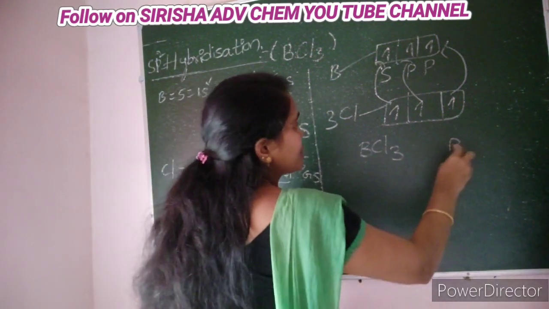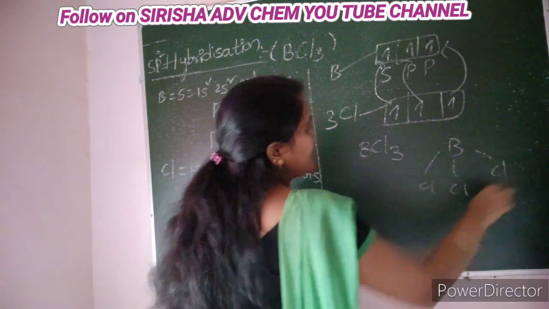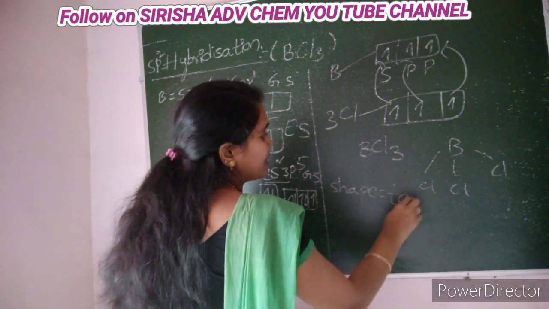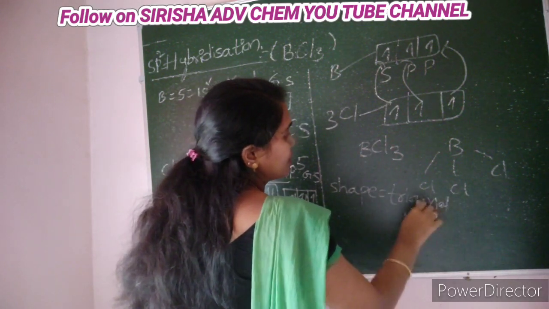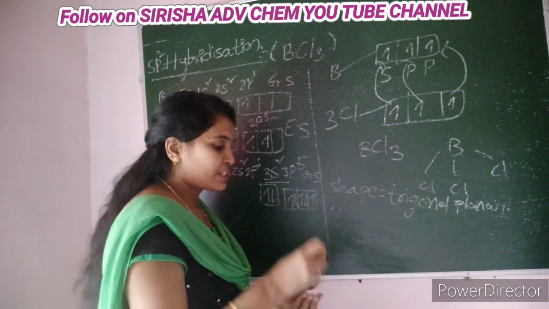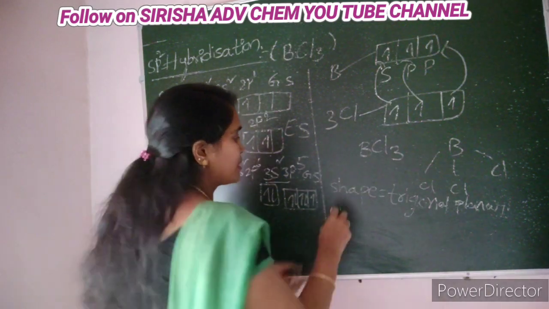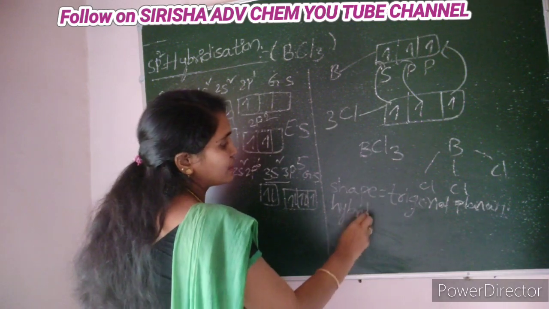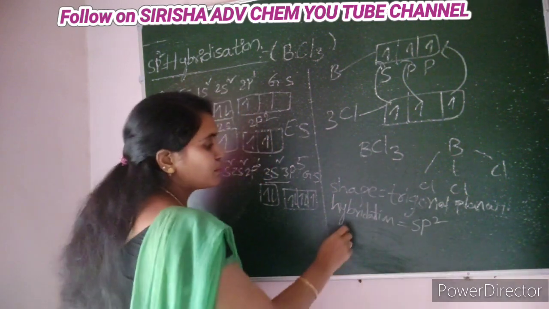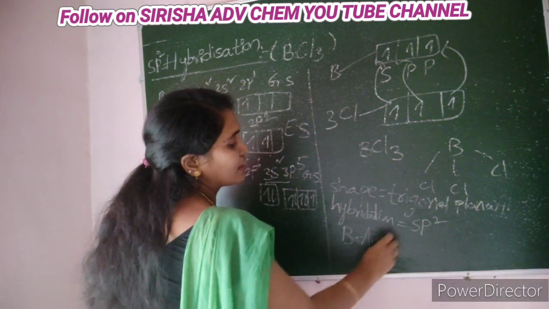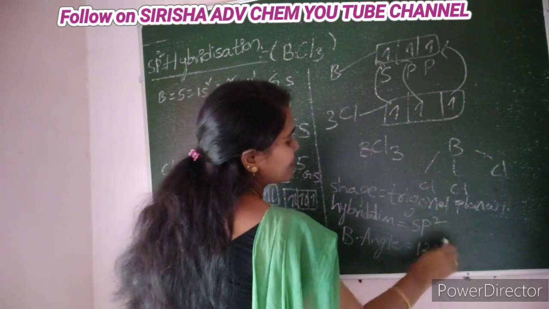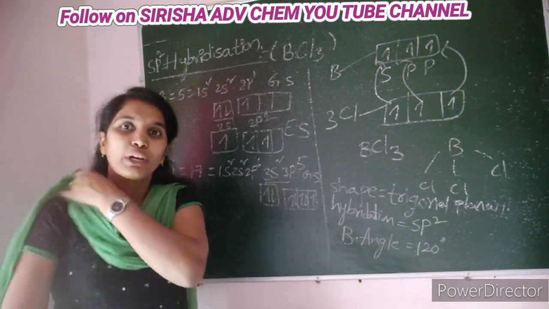What is the shape? Here, trigonal planar. What is the hybridization? Children, what is the hybridization? Hybridization is sp2, and the bond angle is how much? Bond angle is 120 degrees. Okay, this is about sp2 hybridization.